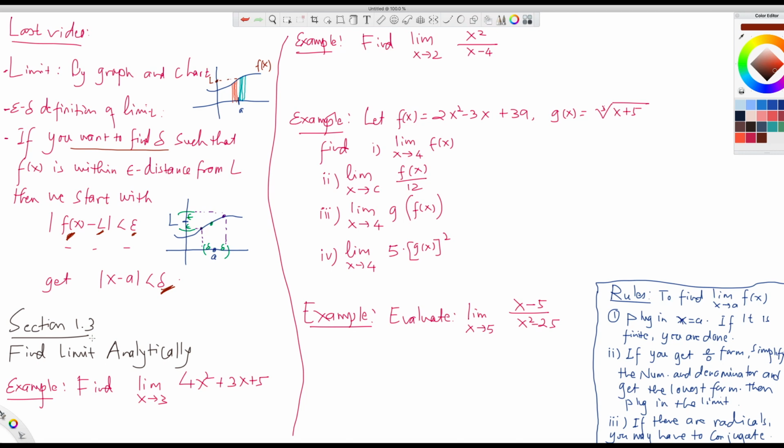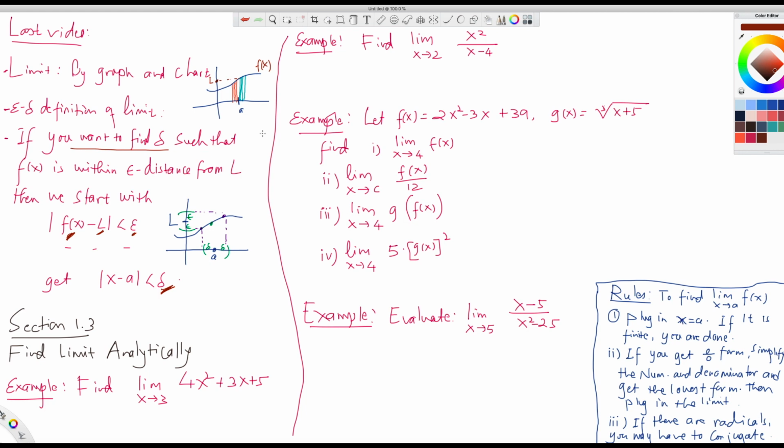In this video, section 1.3, we find the limit analytically. What does that mean? Finding the limit using the chart or the graph is not easy. It takes a long time and has a lot of work, so we don't use this method to find the limit in general.